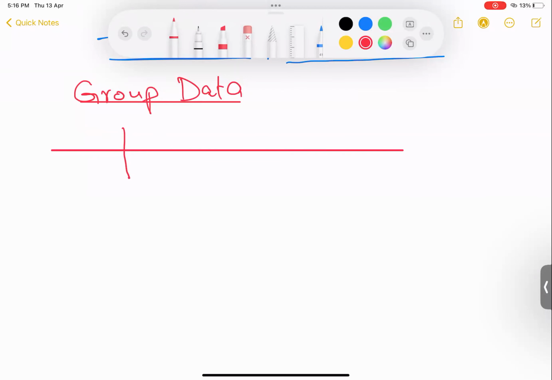So here I'm writing marks, and here I'm writing number of students or frequency. I think it's better to write number of students.